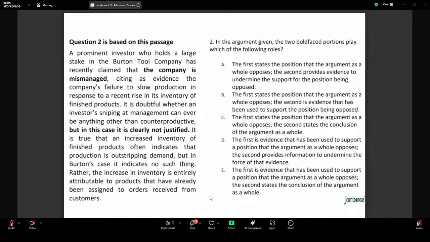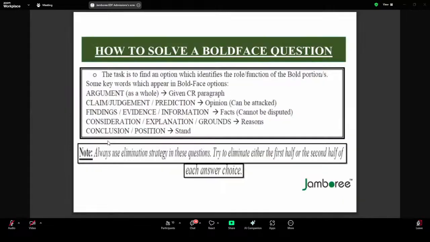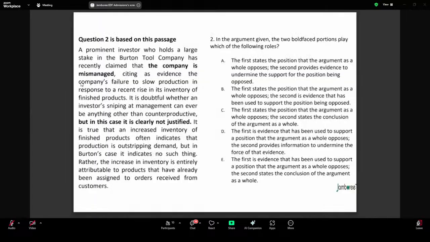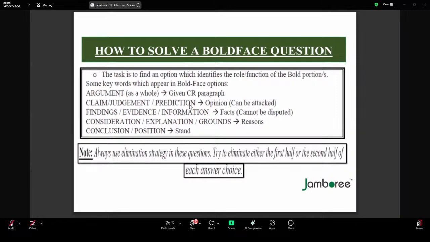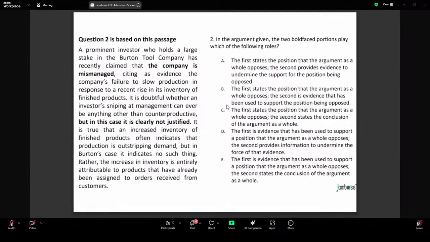Okay, so how I normally approach it is this: I try to eliminate as much as possible. The company is mismanaged. So I'm thinking, what could this thing be? Now it will not let me move. So they said a company is mismanaged. Is this a claim, judgment, or prediction, conclusion, position, or a finding, evidence? It looks like an opinion. So at least I know it's opinion.